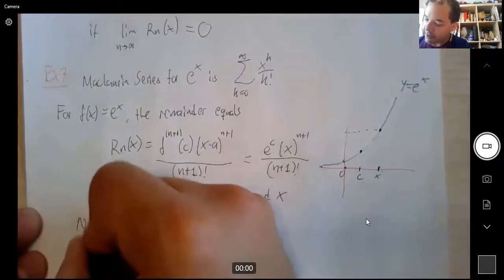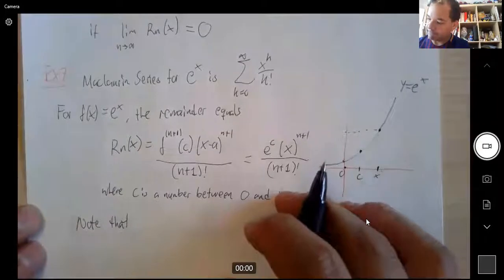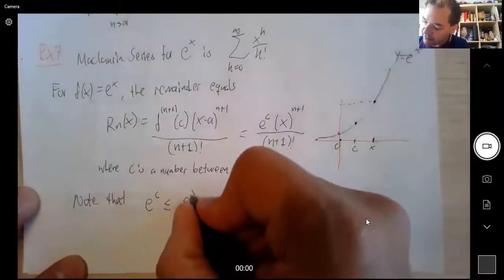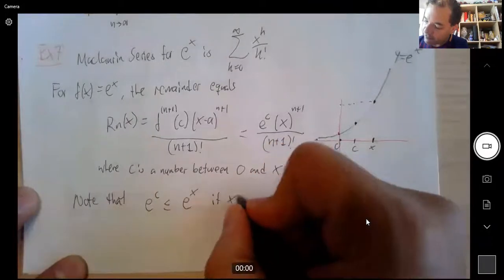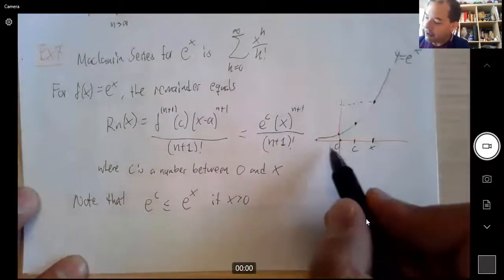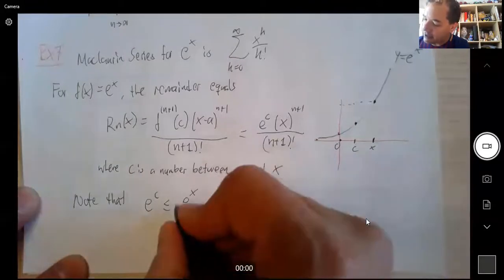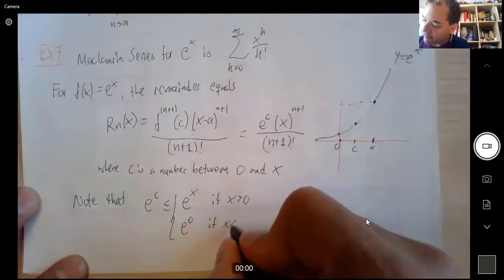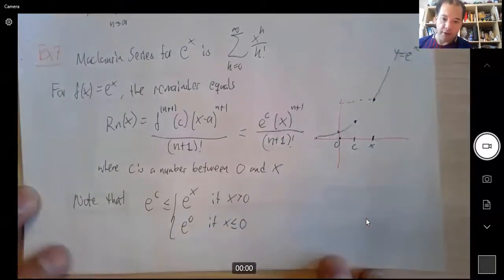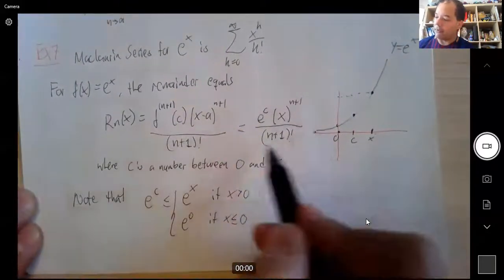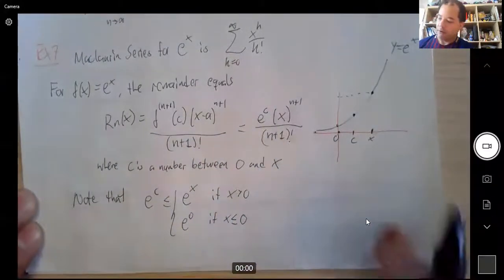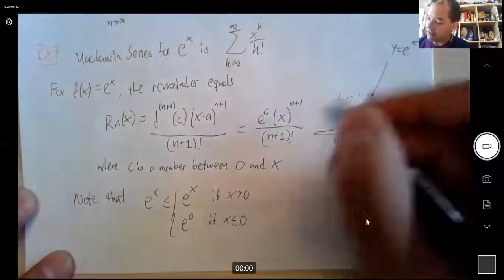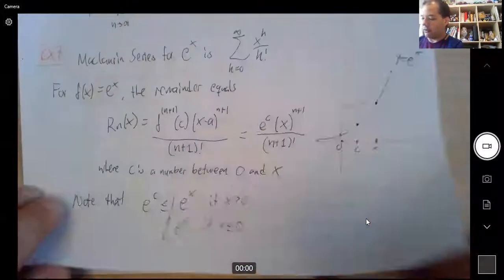So note that e to the c is less than e to the x if x is positive, right? If my picture is like this. If x is negative, then it's less than e to the 0, if x is less than or equal to 0. All right? Because remember, I want to bound this. So that's what I wanted to do. I want to take the limit of this quantity. So let me go to the next page.